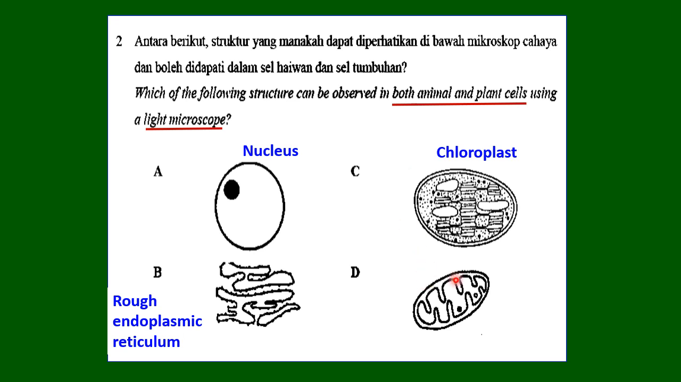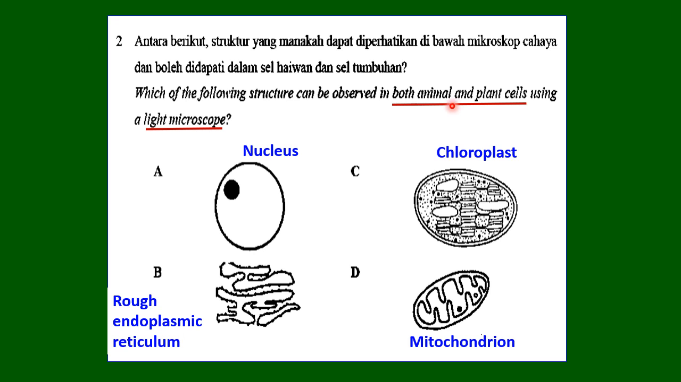And the fourth structure, you can see that it also has an outer membrane and an inner membrane, and the inner membrane is folded to form the cristae. These are the cristae. So this is the mitochondria, correct? Okay, so now you've identified the four organelles. You must eliminate them if they don't fit the requirement.